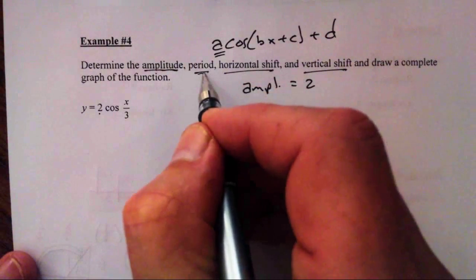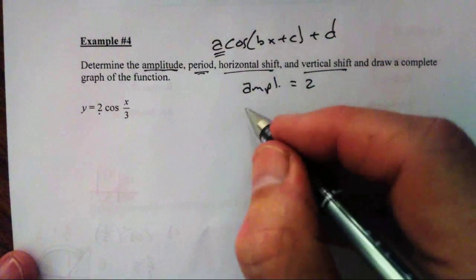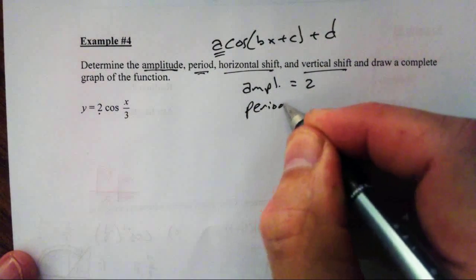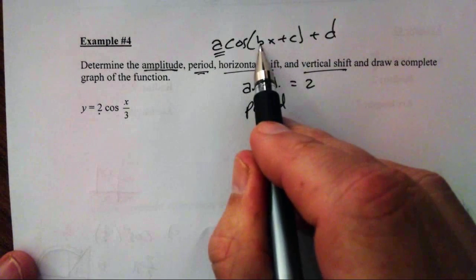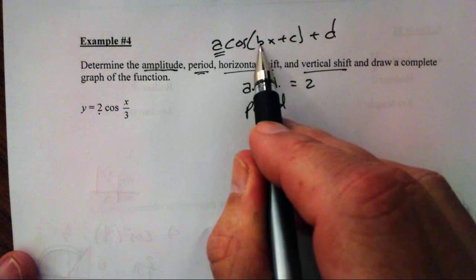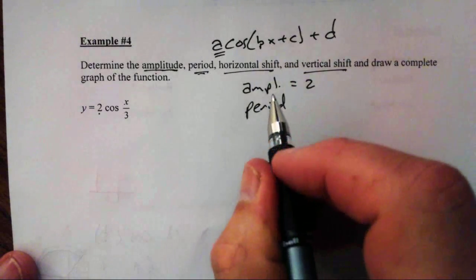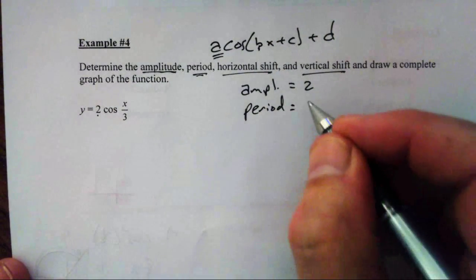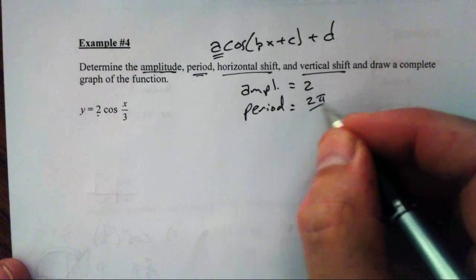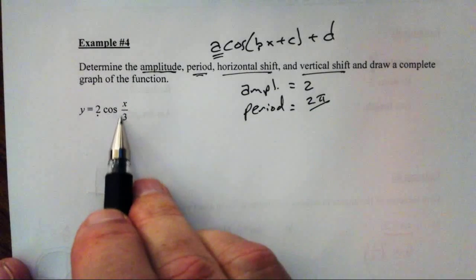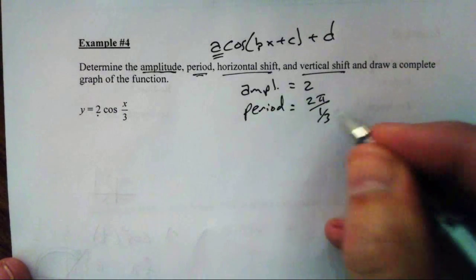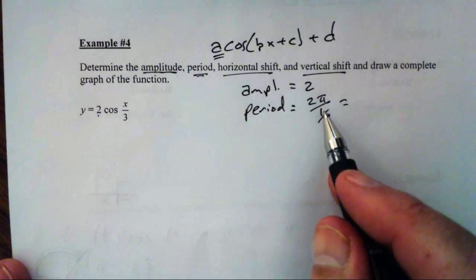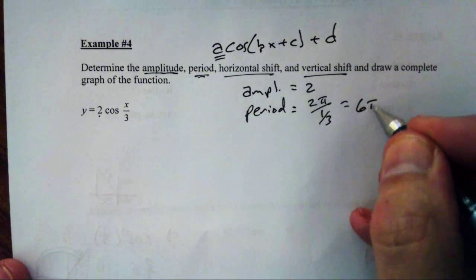Our period, to find the period, you take b, our multiplier, and put that under cosine's period. Cosine's period is 2 pi. So in this case, we would have 2 pi divided by what's being multiplied by x here, 1/3. That's 2 pi times 3, or 6 pi.